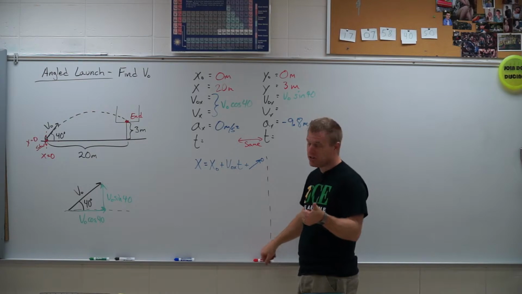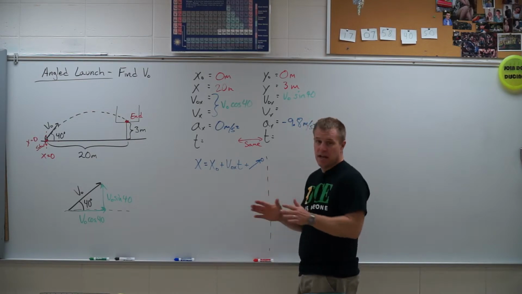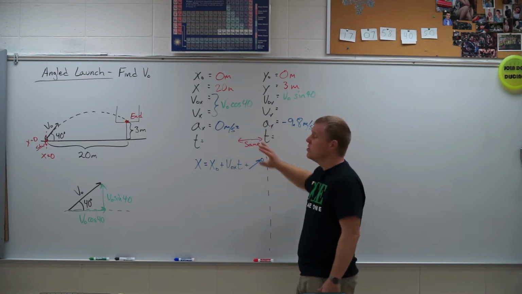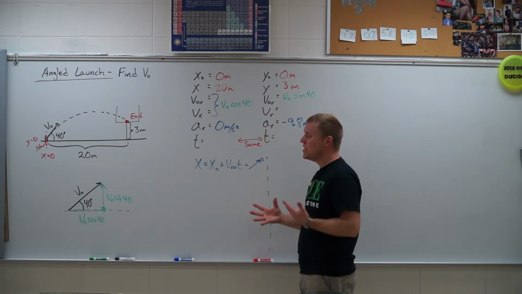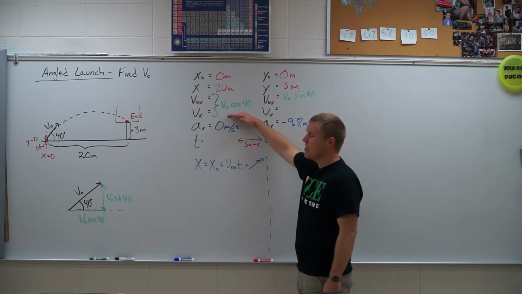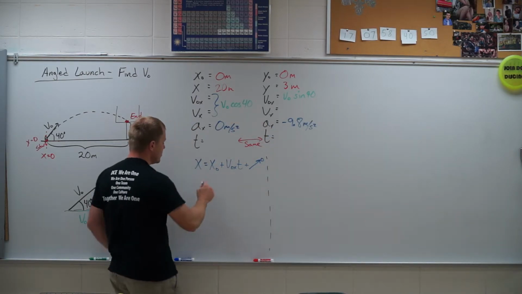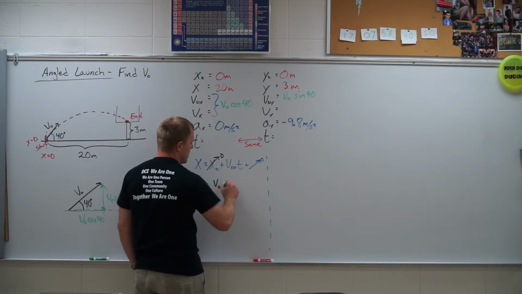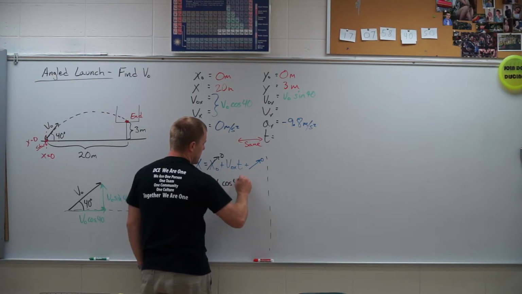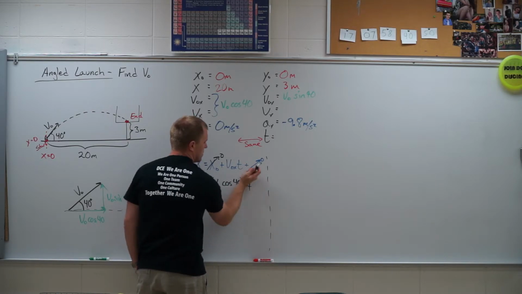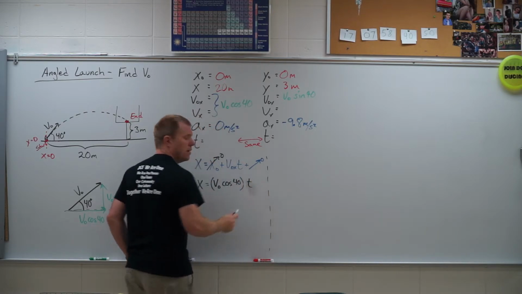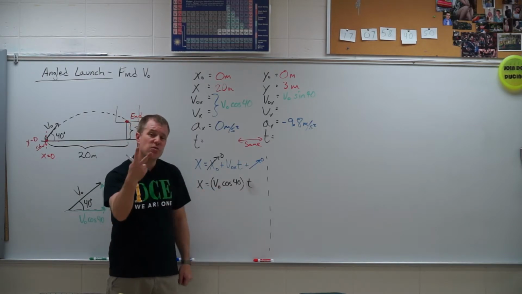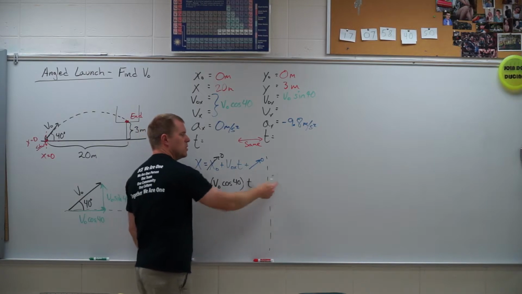I have an angled launch. It's not a max height problem. It's not a y0 equals y problem. So this is about all I can do. The rest of it is all about solving for v0. So let's see what happens when we try it this way. In this direction, I cross out anything that's 0. So I have x is equal to v0 cosine 40 times t. Now I know x, but I don't know v0 and t, so I have 2 unknowns there. So maybe I can find time in the y direction.